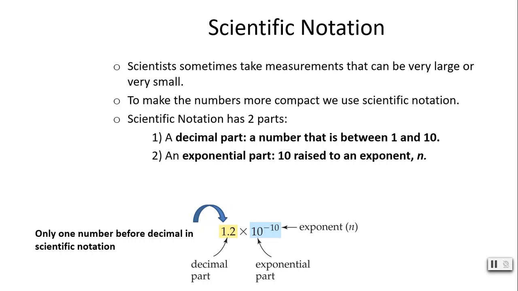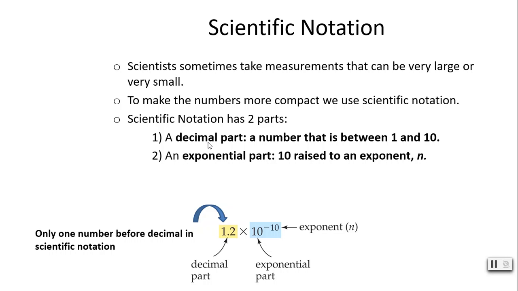So scientists need a way to write numbers that are really big or really small while still saving their wrists so they don't get carpal tunnel syndrome, without having to put a bunch of zeros before or after a number. So to write a number that's very big or very small, scientists make use of scientific notation. Scientific notation has two parts, a decimal part and an exponent part.